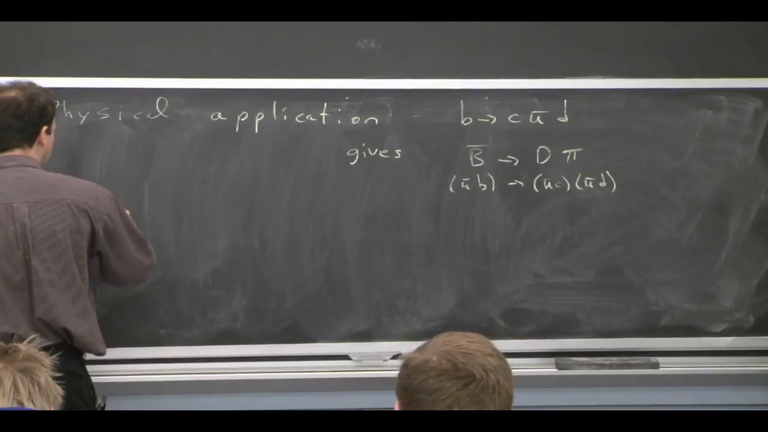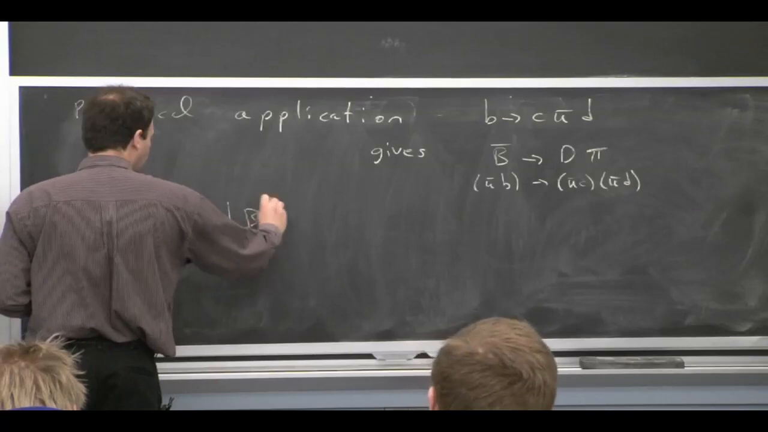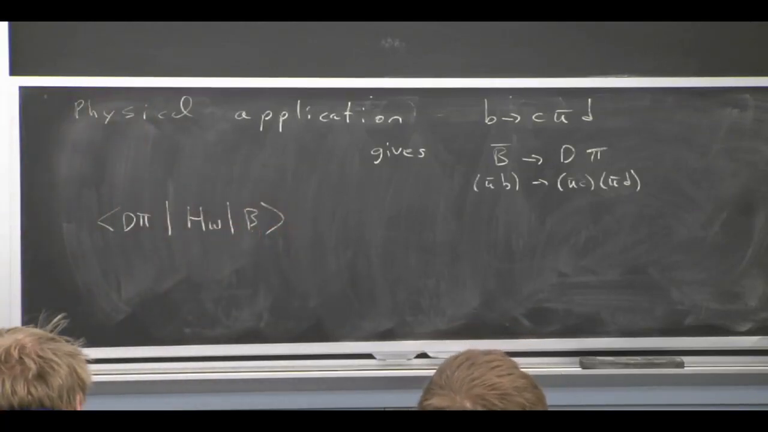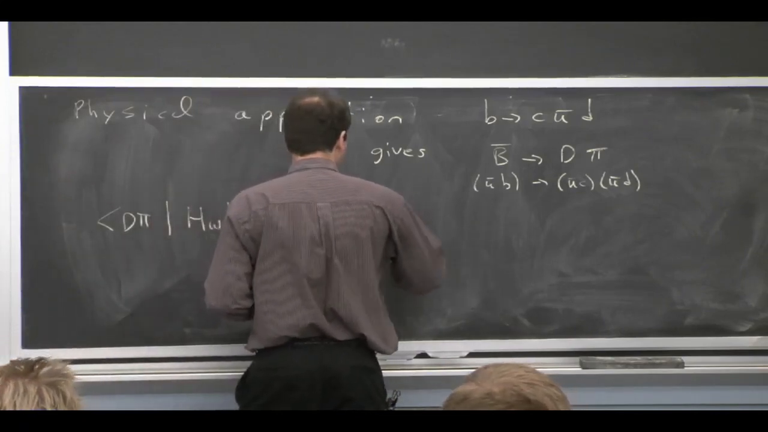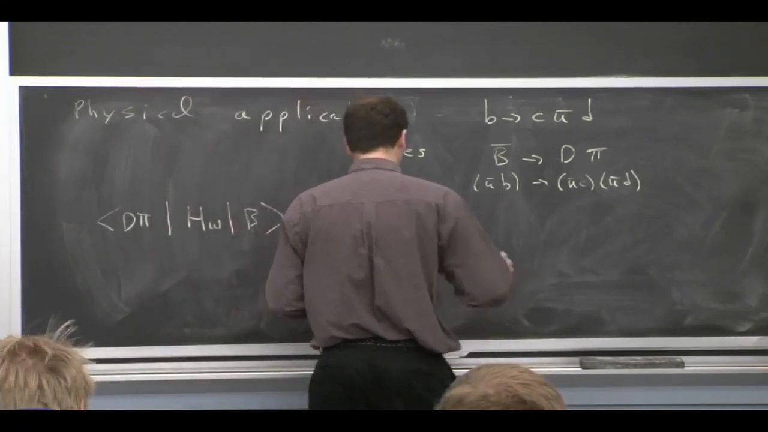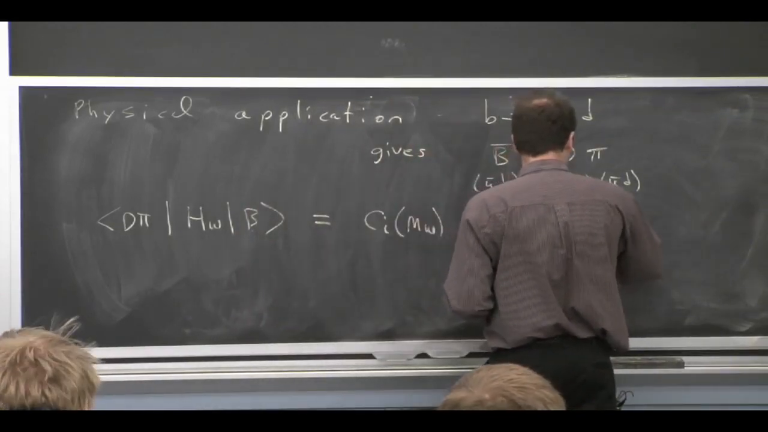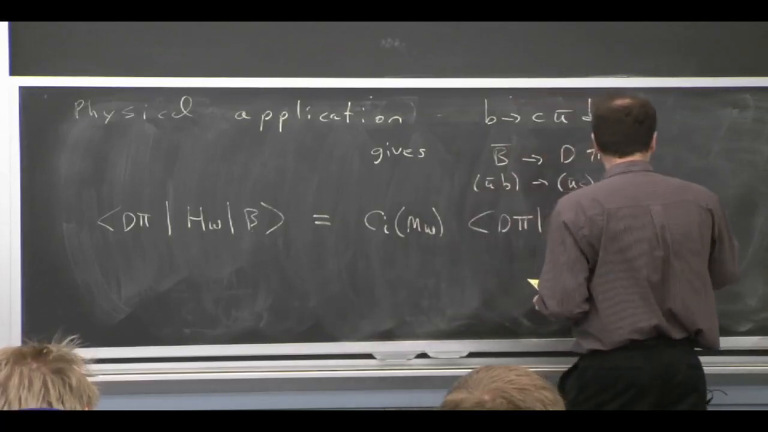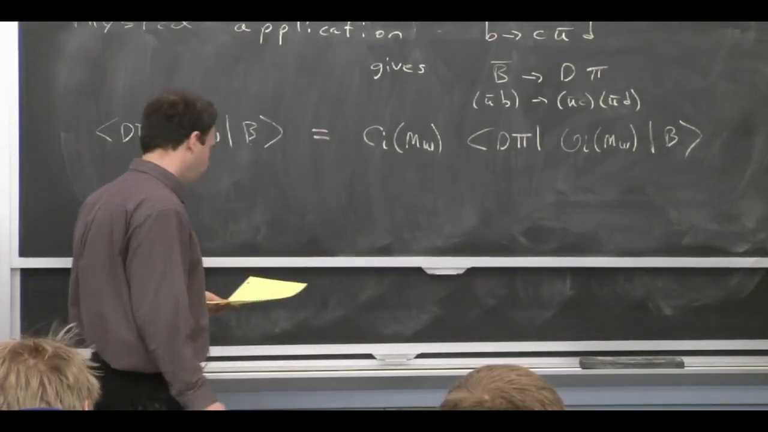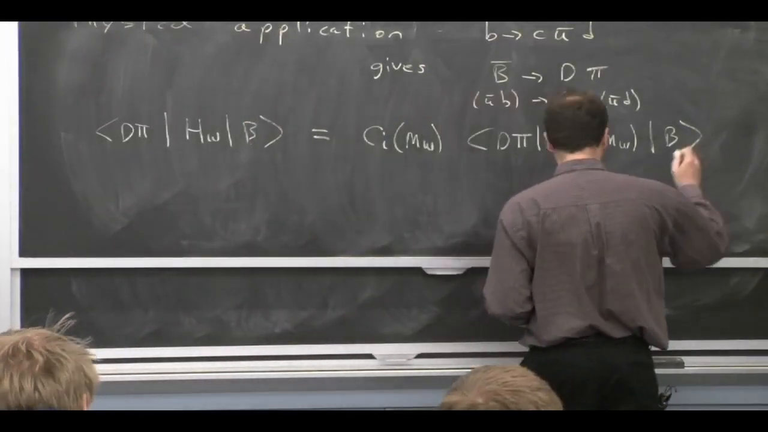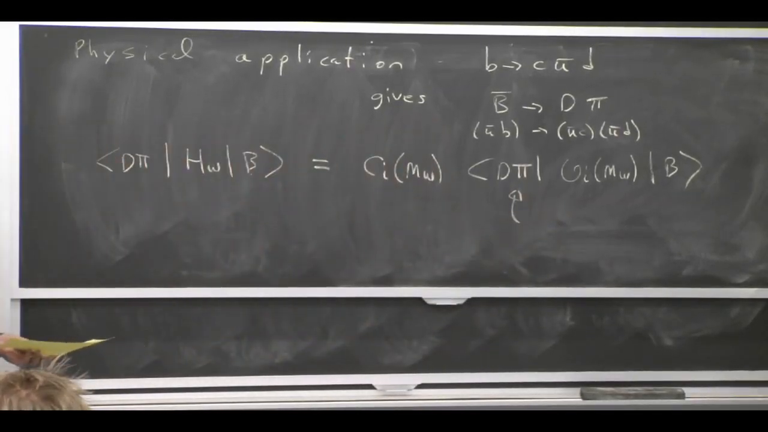So if we wanted to calculate B → Dπ, we take matrix elements involving our Hamiltonian with a B meson in the in state and a Dπ in the out state. And if we just use the original Hamiltonian that we wrote down without the renormalization group improvement, that's at μ = m_W. And the problem with this formula is that this matrix element has large logs.